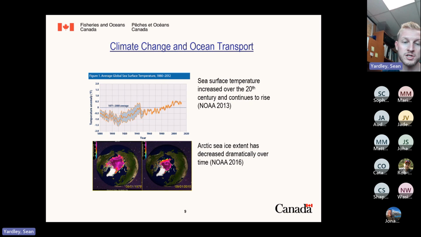And then as the shipping season gets extended, because there's less time of full freeze in that area, we're going to see more trips. So there's going to be different routes and more trips, which is going to result in the potential for more introduction events of NIS and just an overall greater invasion risk as we move forward and things continue to warm.